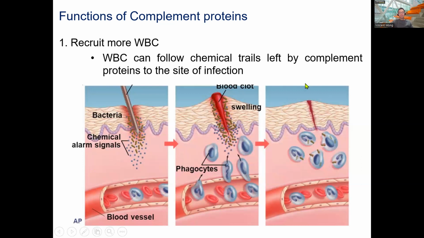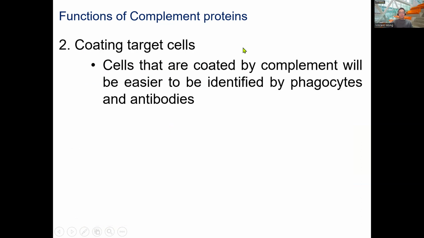So that's the first example: recruit more WBC. It makes inflammation more effective, right? The whole purpose of inflammation is to recruit more white cells, and by leaving a chemical trail, you make it more efficient. You enhance it. You synergize it.